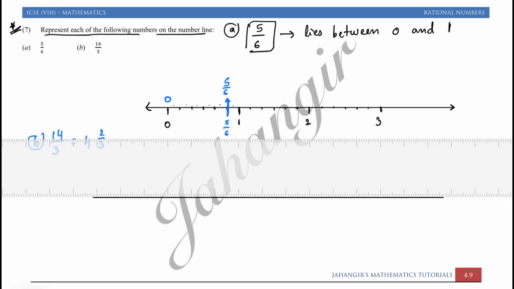Okay, let us start with 0. We need to make 3 equal parts. 1 by 3, this is 0. I will make it bigger. 0, 1 by 3, 2 by 3 and 3 by 3. This is my 1. 1 by 3, 2 by 3 and 3 by 3. This is my 2. 1 by 3, because we need 3 equal parts.